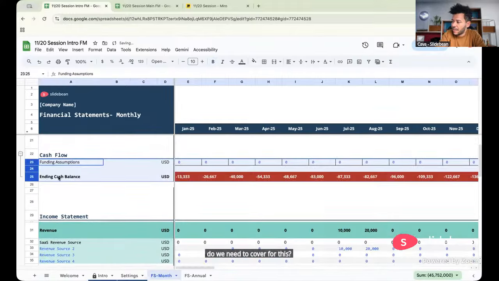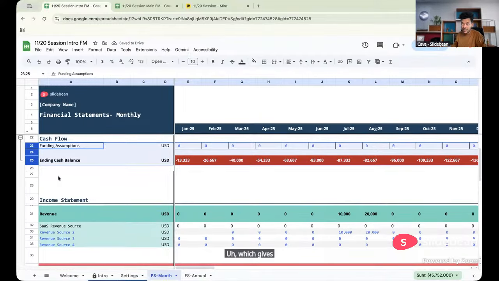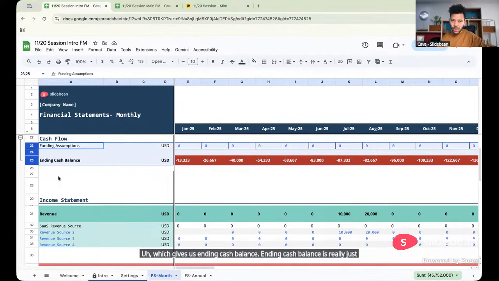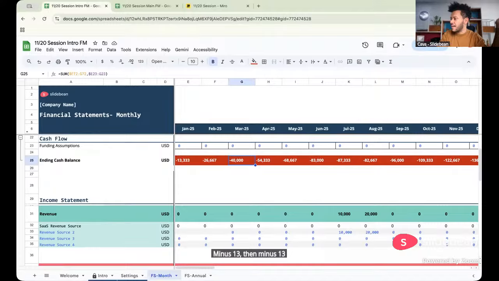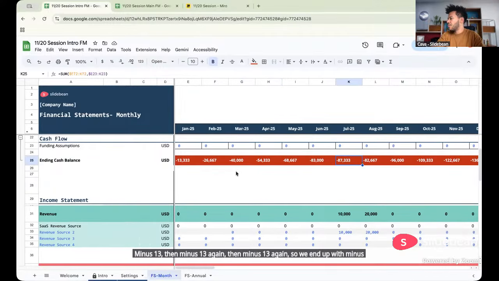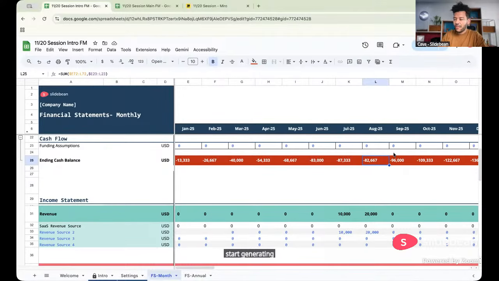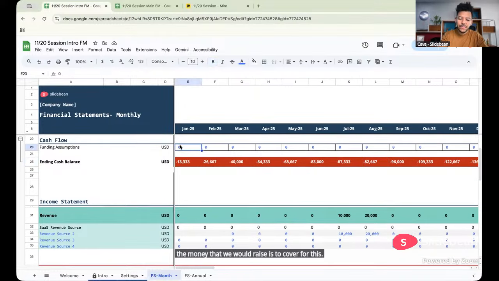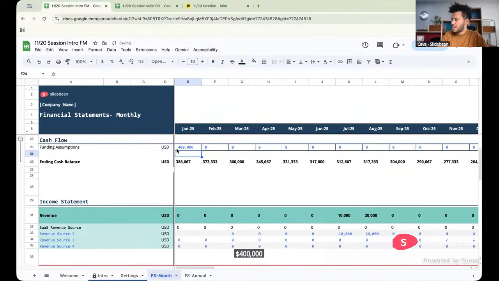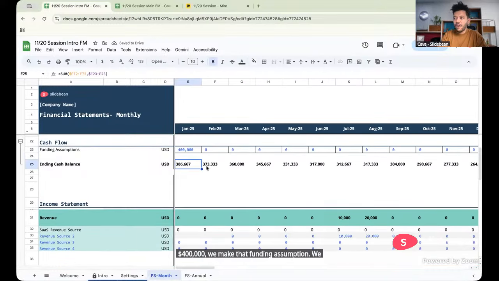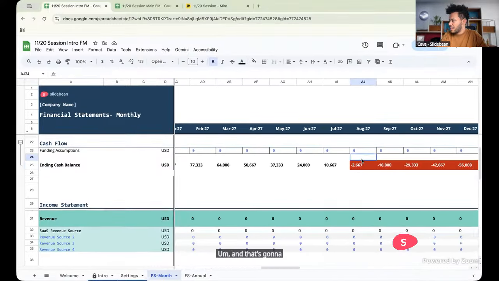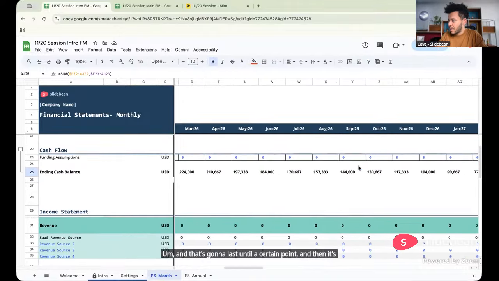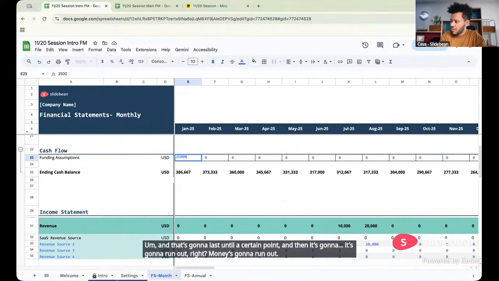And we have this cash flow line here at the very top, which gives us ending cash balance. Ending cash balance is really just an accumulated number of everything that we've spent, right? So minus 13, then minus 13 again, then minus 13 again. So we end up with minus 87,000 until we start generating a little bit of revenue. But in theory, the money that we would raise is to cover for this, right? So if we were to raise, I don't know, $400,000, we make that funding assumption. We see how now our ending cash balance is positive. We're not running out of money. We're not bankrupt, and that's going to last until a certain point, and then it's going to run out, right? Money's going to run out. Yeah, so let me do that with 250.